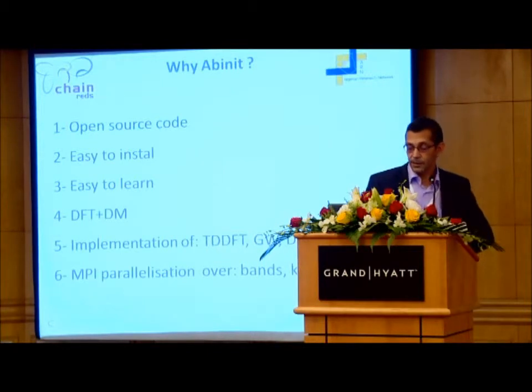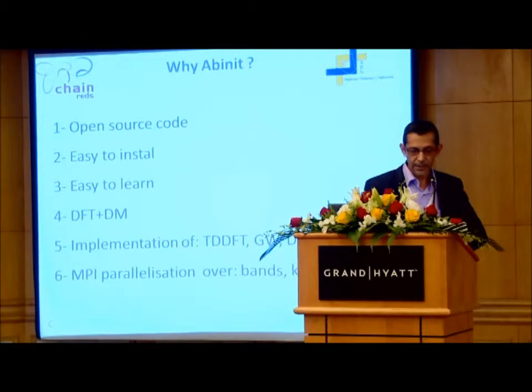There are many codes based on DFT theory. Why do we choose Abinit? Because it has many advantages. It's an open source code. It's easy to install and easy to learn. There is an implementation of DFT and molecular dynamics, implementation of TD-DFT, GW and DFPT, and the parallelization with Abinit is over bands, k-points and spin. Then the calculation is very quick.